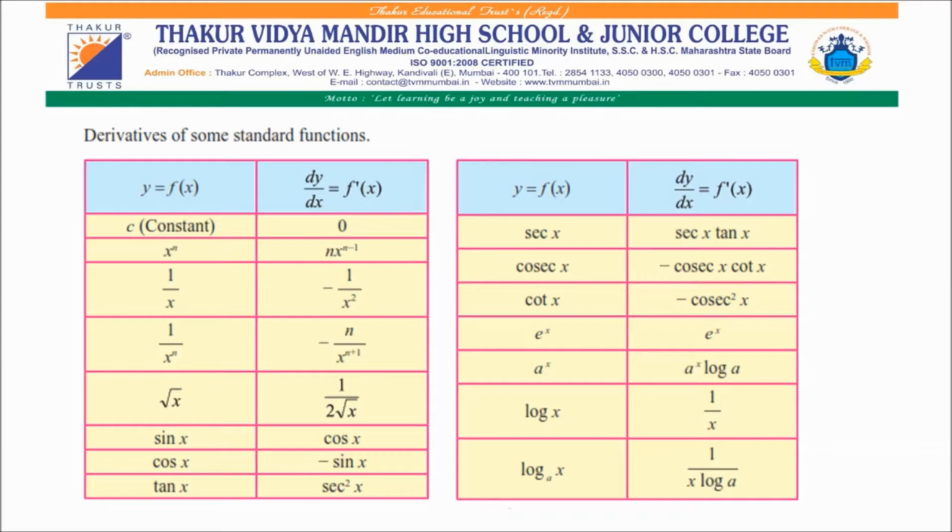Now see trigonometric functions. Derivative of sin x is cos x. Derivative of cos x is minus sin x. Again, next, derivative of tan x is sec square x and derivative of sec x is sec x tan x. Derivative of cosec x is minus cosec x cot x. Then derivative of cot x is minus cosec square x. These are derivatives of trigonometric functions.